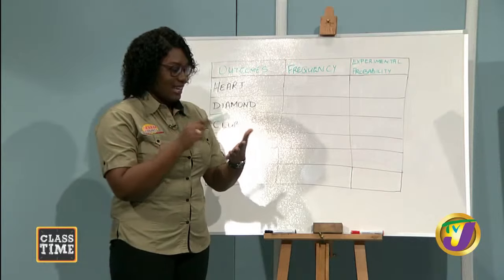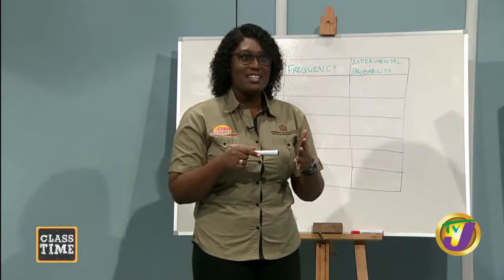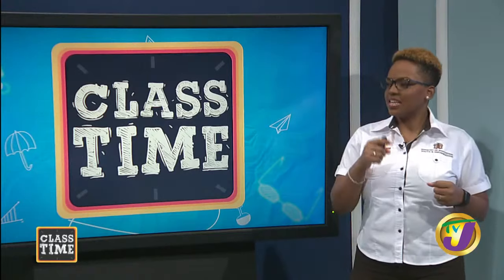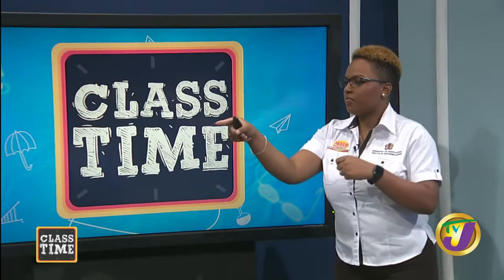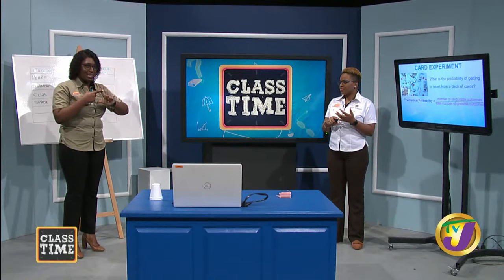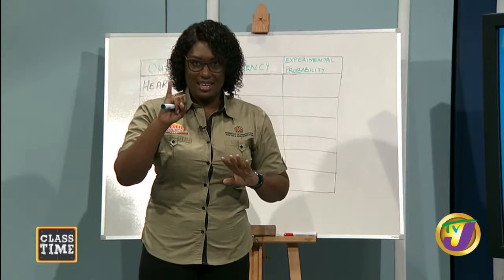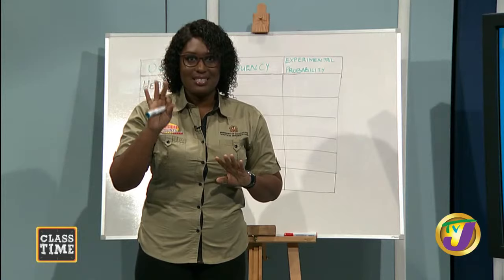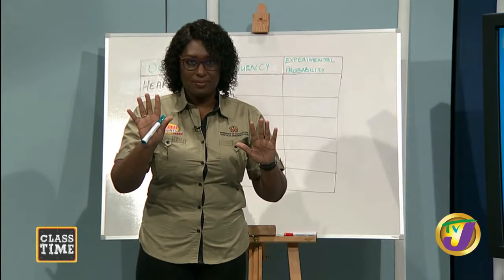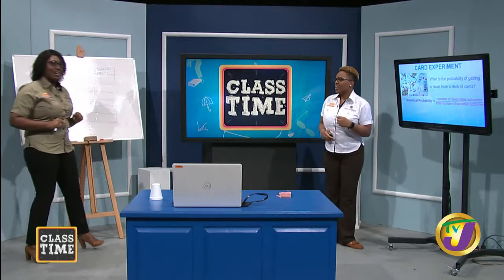Let's count them. Ace, queen, jack, king. 10, 9, 8, 7, 6, 5, 4, 3, 2, and you never said king. Oh, 13. So we have 13 hearts.